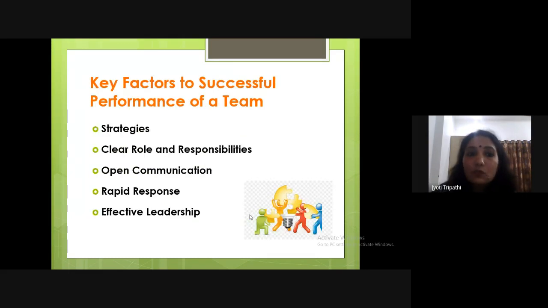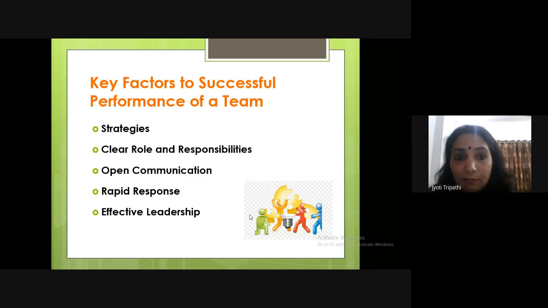Key factors to successful performance of a team. So, what various key factors are there? How can a team be successful, how can the success of a team be assured? It is strategies, that is, formulating the strategies by knowing about the problems, challenges, the fortes, the merits and demerits of the team and the team members, keeping everything in mind.